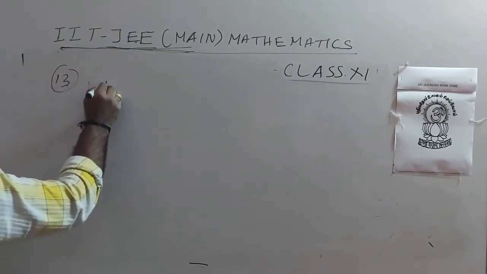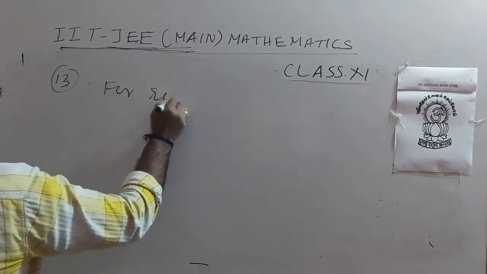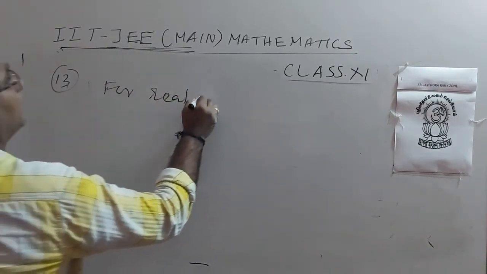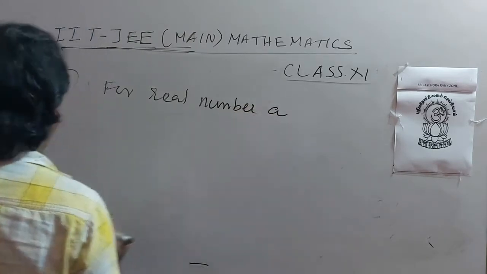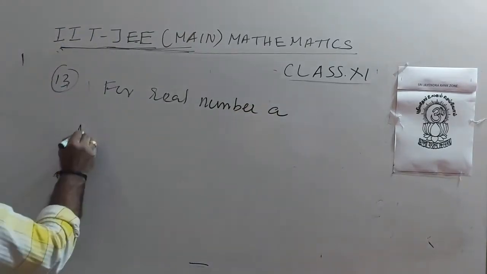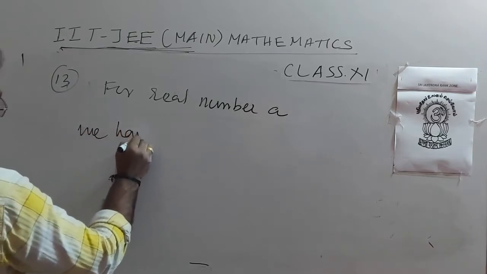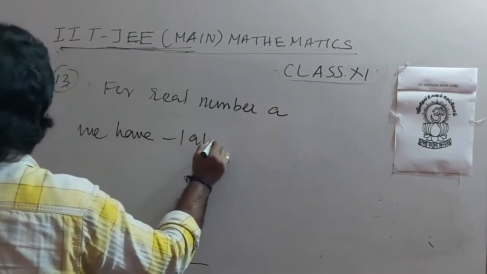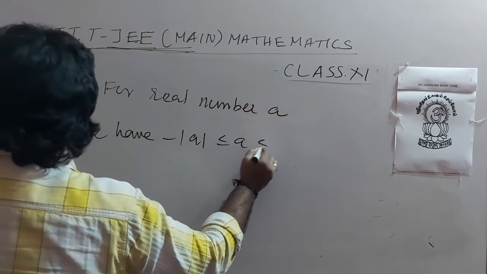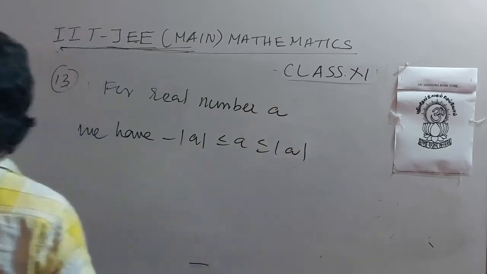Property 13: for a real number a, we have minus modulus a is less than or equal to a, which is less than or equal to modulus a.